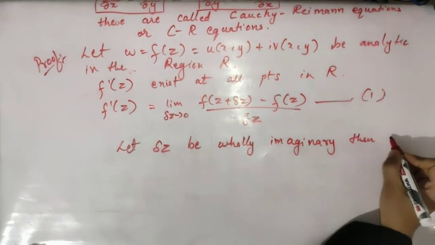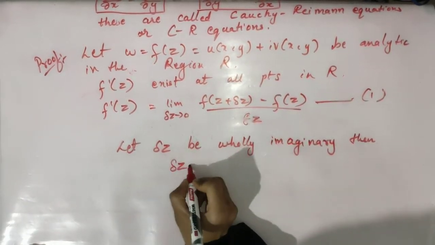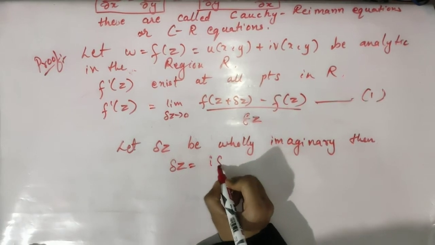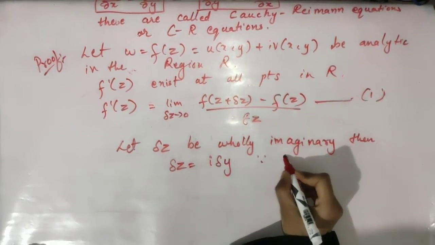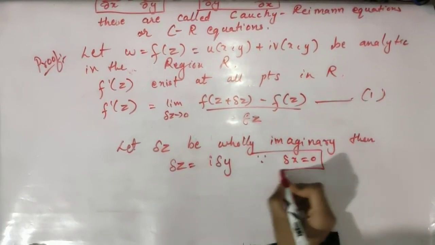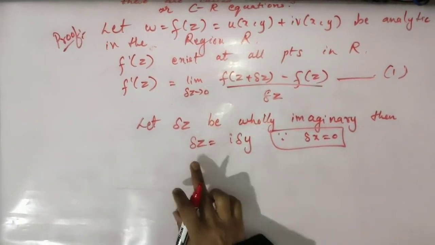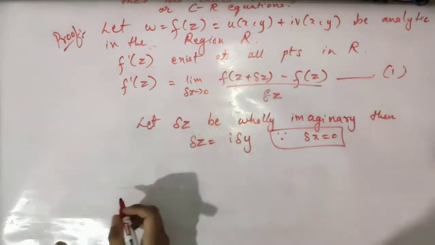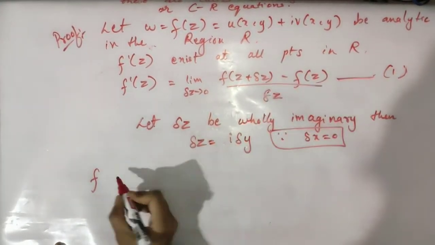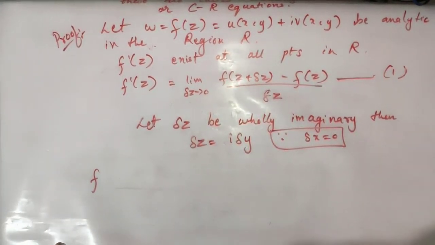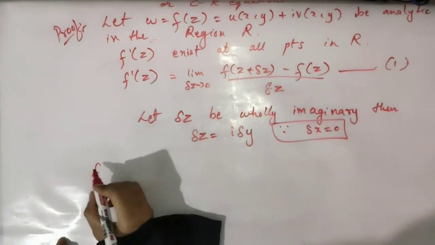Then delta z will be equal to i delta y. Since delta x is 0, we are considering it to be wholly imaginary. So delta x is 0, so we are having this. So let us substitute those things in our equation 2.